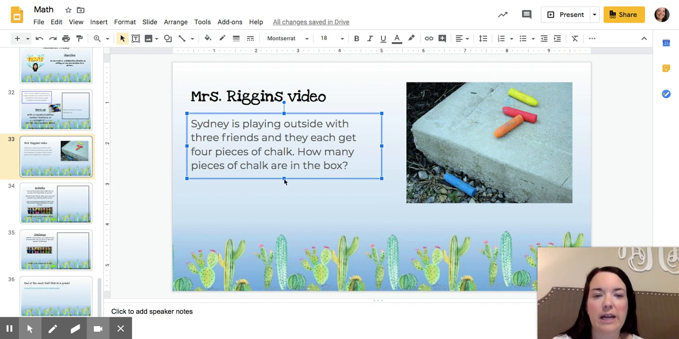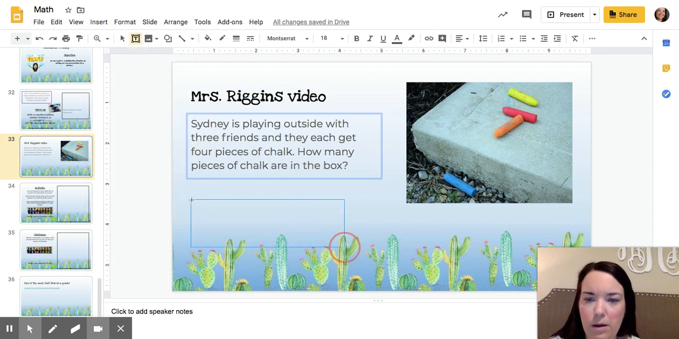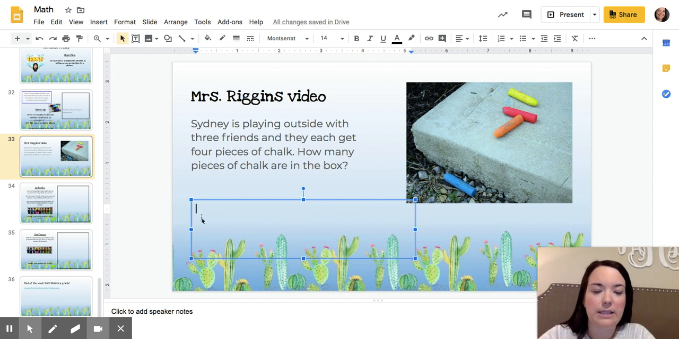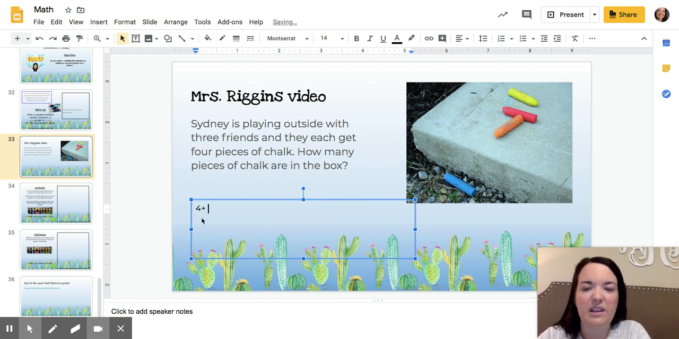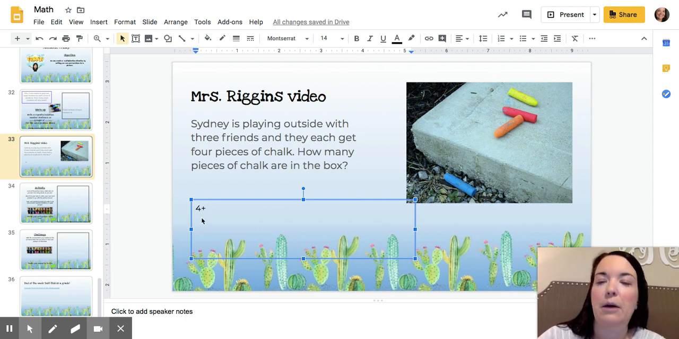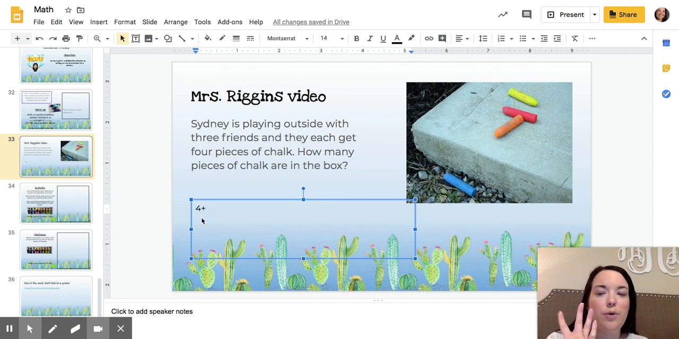Thinking of a problem that I could do with repeated addition. I'm going to go to Insert, Text Box here. Sydney gets 4 pieces of chalk, so 4 plus. And she has 3 friends. Not 3 friends total are out playing. There's actually Sydney, and there's 1, 2, 3 friends. So there's actually 4 people total.